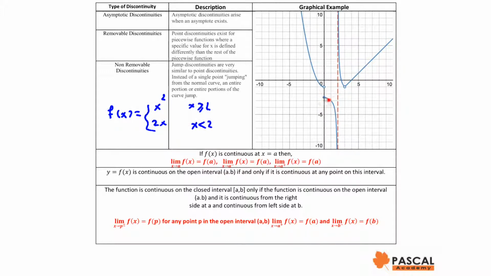When the right side and left side limits of the function at x equals a are different, then it is a jump discontinuity. It's called non-removable discontinuity. Therefore, there are three types of discontinuity: asymptote, removable, and non-removable discontinuity.